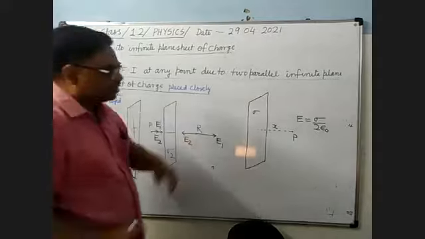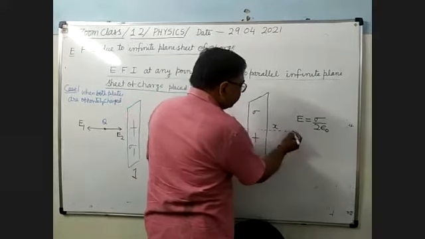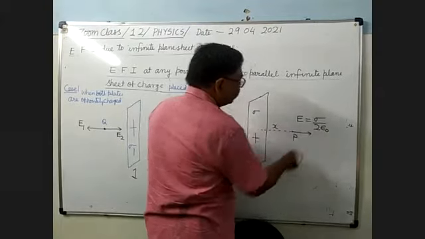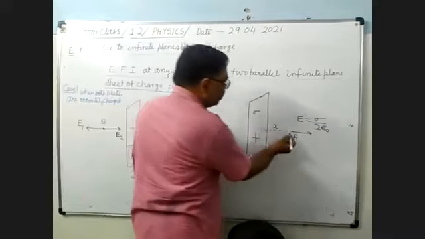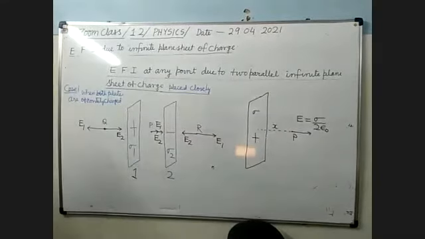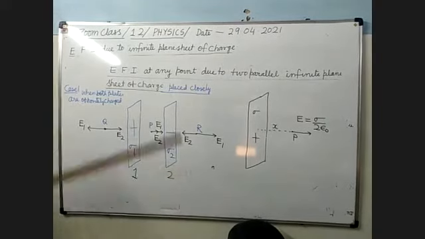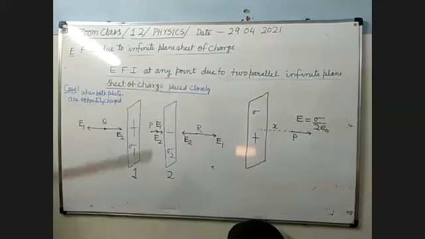What will be the direction of electric field? If the plate has positive charge, then it will be away from the plate. If there is negative charge, then it will be towards the plate. It's clear. Now we will determine the electric field intensity due to two parallel infinite plane sheets of charge placed closely. Placed closely means very close to each other.